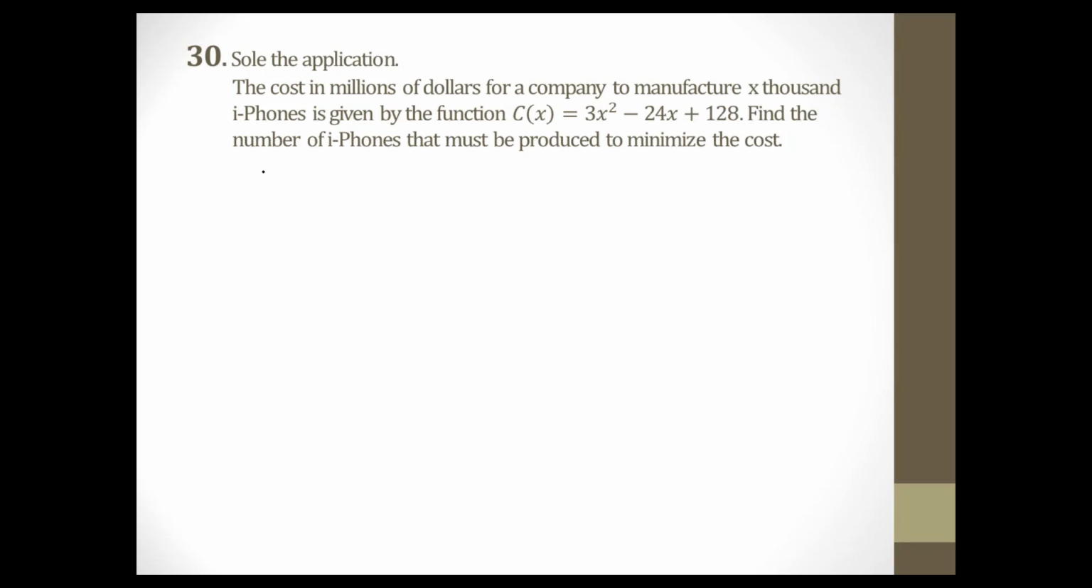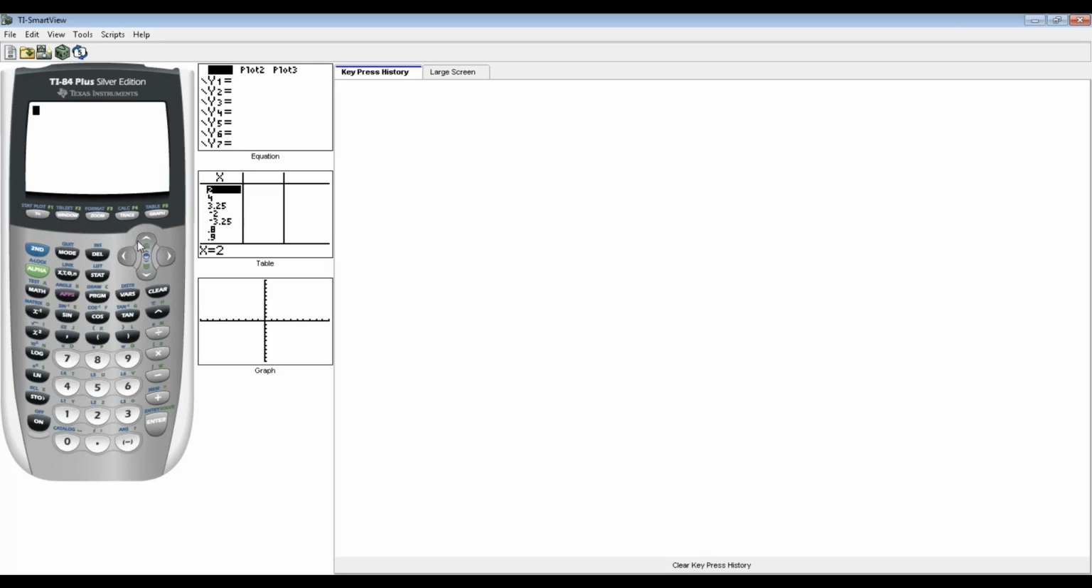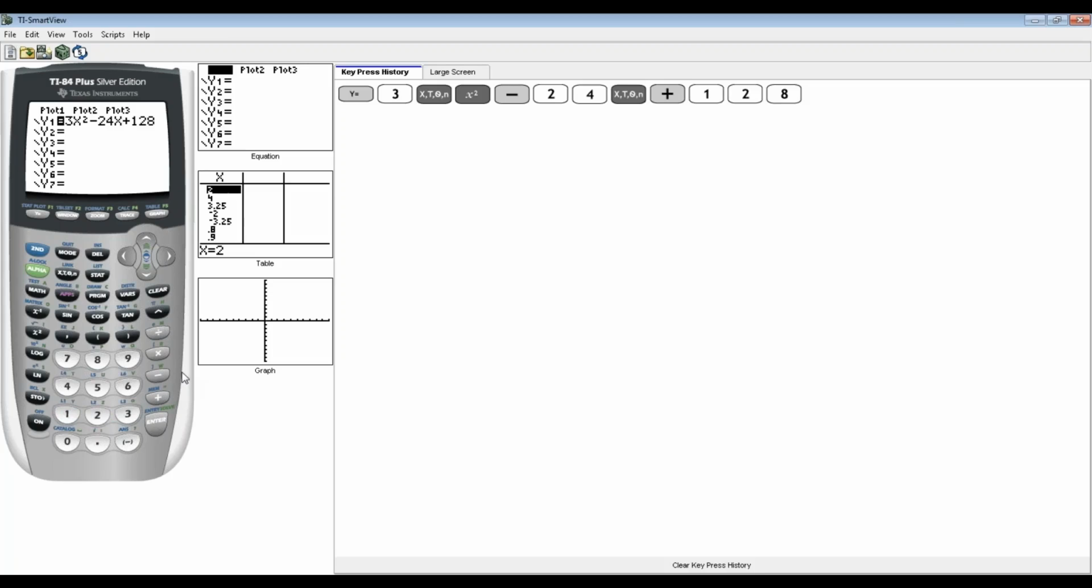Okay, so we can use the graphing calculator to find the minimum and the maximum. To get to my y equals, because I'm going to plug in this quadratic into a y equals row, I'm going to press y equals. And so I want to plug in 3x squared minus 24x plus 128. Okay, so I want to graph it. So I'm going to press graph, and let's see if we can see it.